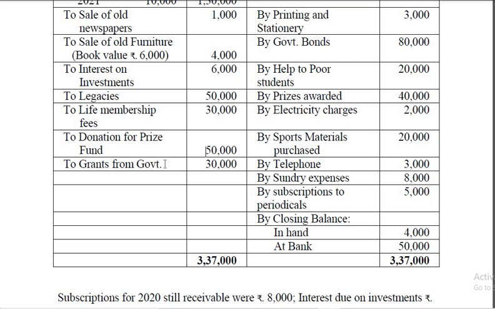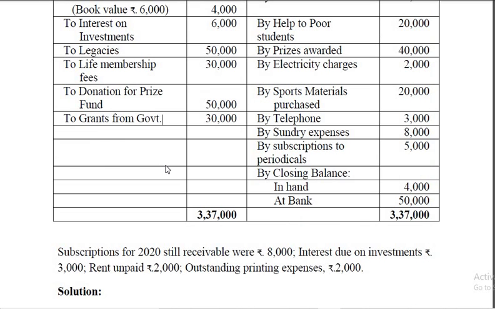Whereas grants from government, if it is special grant, then that could be taken as an item of special fund, and that will come to the balance sheet liability side. But here they are simply given grants from government. This could be taken as revenue receipt.